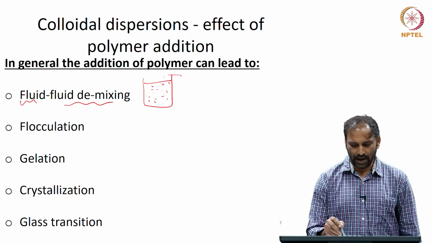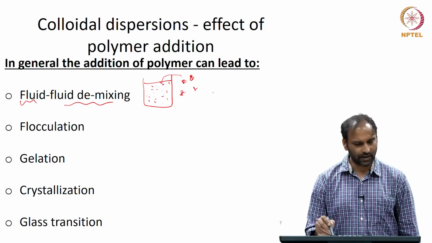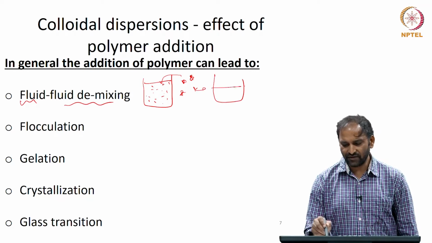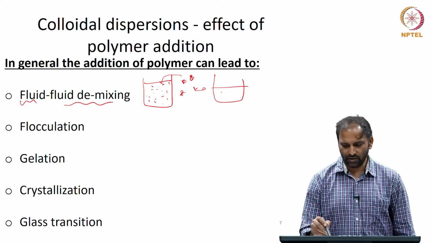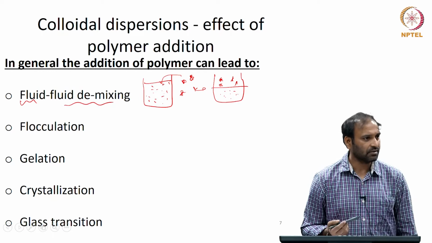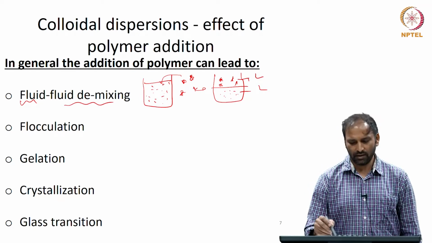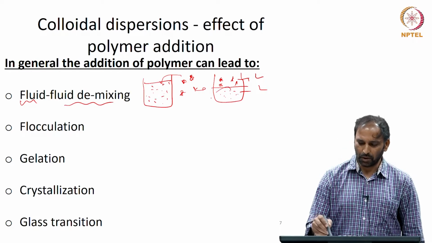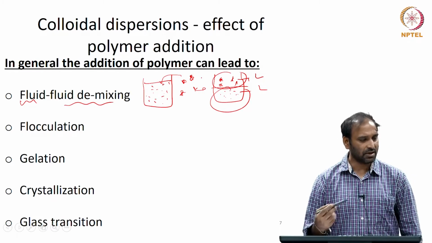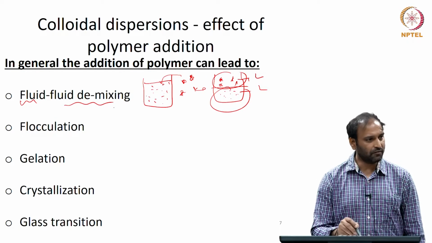What I mean by that is you could have a dispersion of particles, and I could add a little bit of polymer. Then this could essentially phase separate, in which there could be particles in one region and polymer in another region, and both of them could be liquid like. Both the regions could be liquid. So, something like this could happen, right. The addition of polymer can lead to fluid demixing.